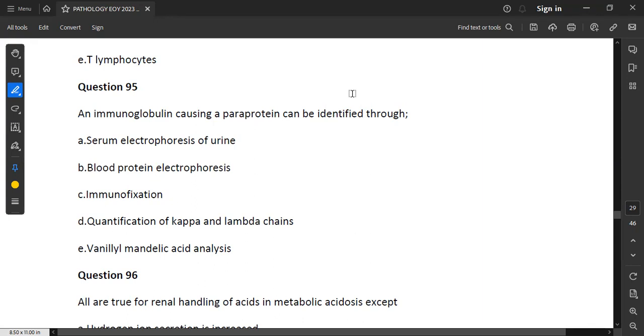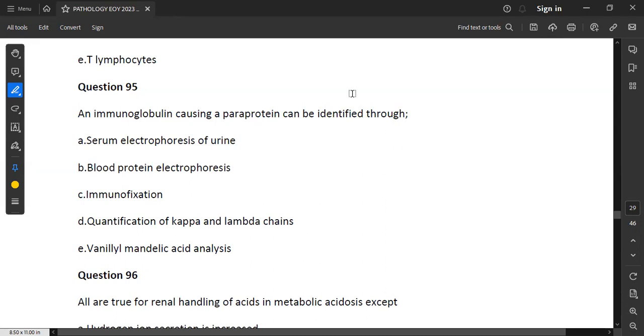So choices A and B, serum electrophoresis of urine and blood protein electrophoresis, are usually used in checking paraproteinemia, like checking the presence of those immunoglobulin fractions and whether there are many. But this question is asking us to identify a particular paraprotein. So we'll use immunofixation, because immunofixation allows detection and typing of monoclonal antibodies or immunoglobulins in serum or urine.